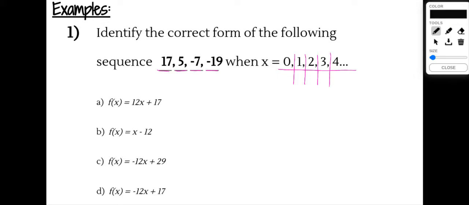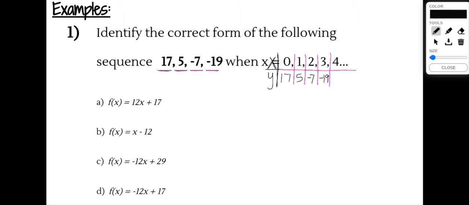Okay, when x is 0, when I plug in 0 into one of the function rules, I'm going to get that first number in the sequence, which is 17. And then when I plug in 1 into one of the function rules, whichever one it is, I'm going to get 5. When I plug in 2, I'm going to get the next number in the sequence. So do you see what's happening here? Now, what I can do is use this table to help me come up with a function rule. I have to remember here, this is the x value, and this is the y value, x over y. So that might be helpful when you look at this table as a horizontal table.